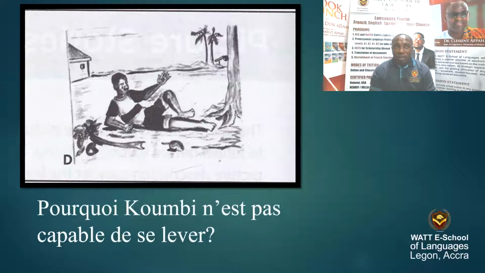Now, where is Kumbi now? Kumbi has landed on the ground. So they are asking, pourquoi Kumbi n'est pas capable de se lever? Look around Kumbi, what you see. Kumbi n'est pas capable de se lever. Pourquoi? Why is it that Kumbi is not capable of getting up?